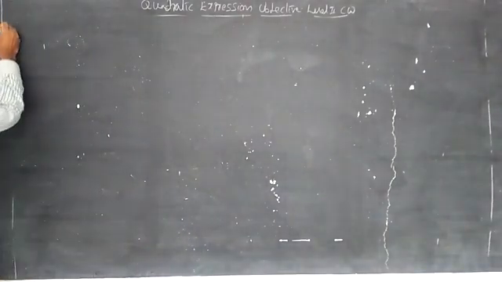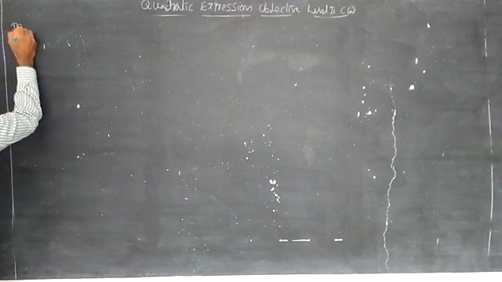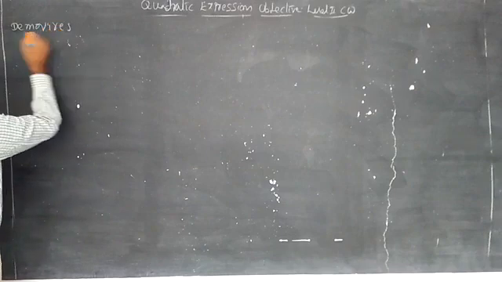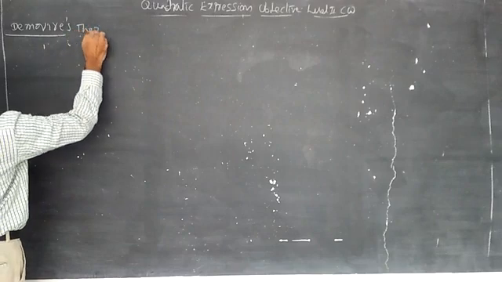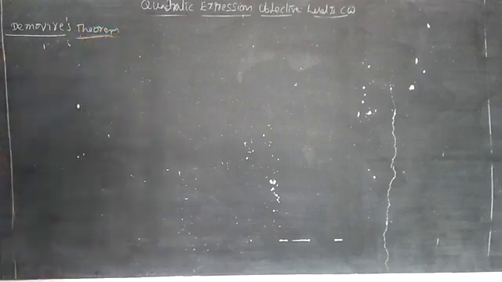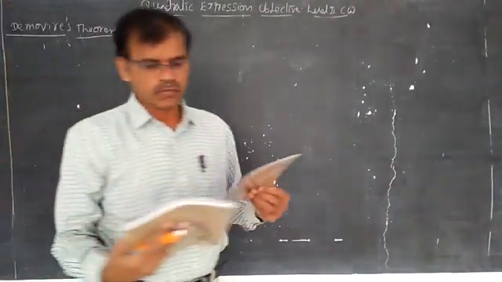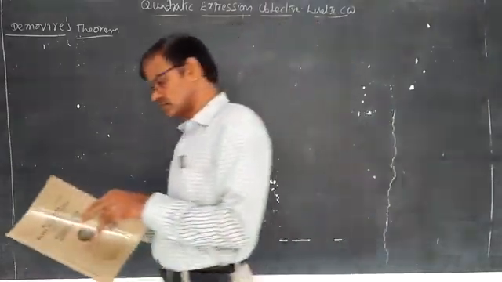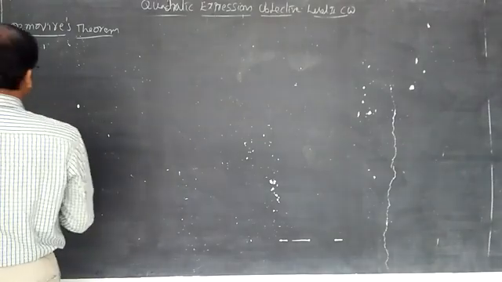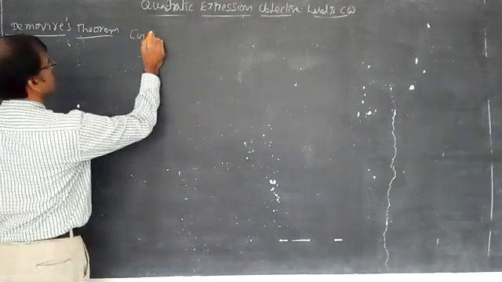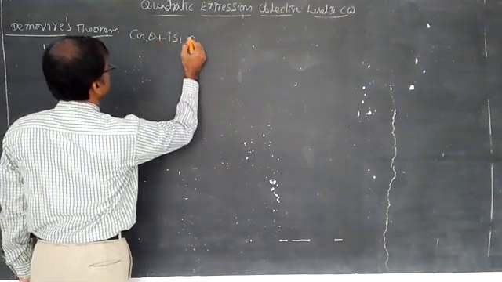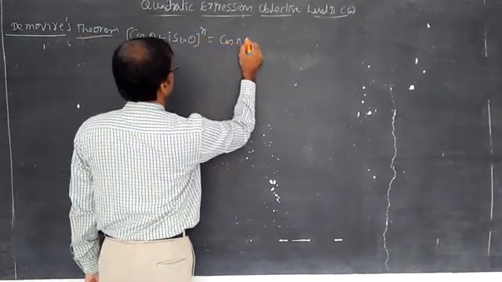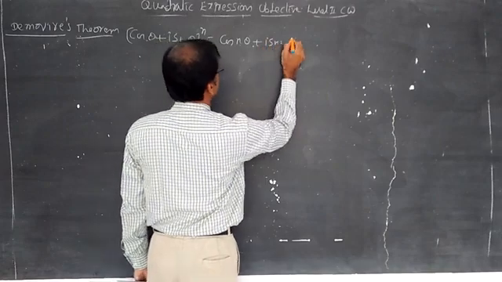Let us write the concept of De Moivre's theorem. In the complex numbers chapter, you have De Moivre's theorem: (cos theta plus i sin theta) whole power n is equal to cos n theta plus i sin n theta.